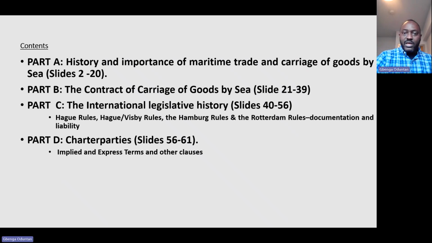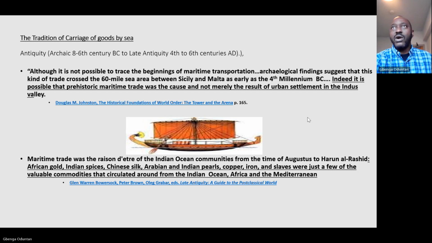What else will we be doing? Quite a lot, hence we'll start from the beginning, which is to look at the history of international carriage of goods by sea. And it suffices to say that the carriage of goods by sea is one of the oldest forms of transportation of goods in human trade history.